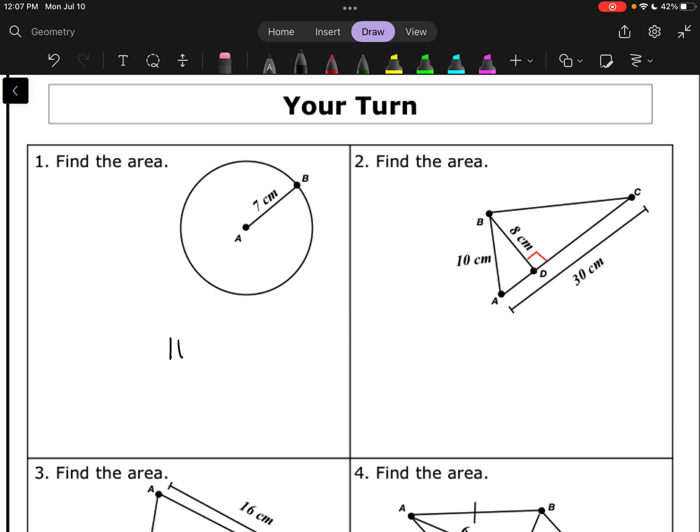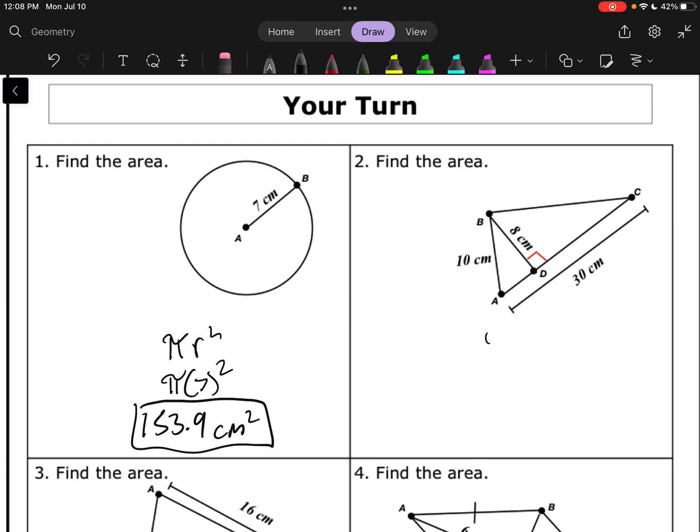All right, first one, we should have been doing pi r squared. This was pi times 7 squared. And you should have gotten 153.9 centimeters squared. Second one, triangle, 1/2 base times height. Should have been 1/2 times 30 times 8. And that should be 120 centimeters squared.